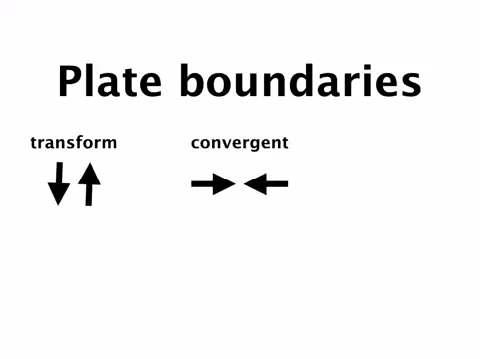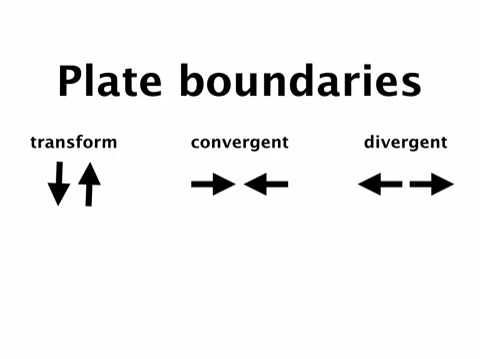Now, all of plate tectonics comes down to the fact that things happen when two plates interact with one another. So we need to know what those interactions look like. And it really boils down to three types of interactions, three types of plate boundaries. The first is known as a transform boundary, and that occurs when plates slide past one another, as seen by these arrows. We also have convergent boundaries, where plates collide, and divergent boundaries, where they drift apart.